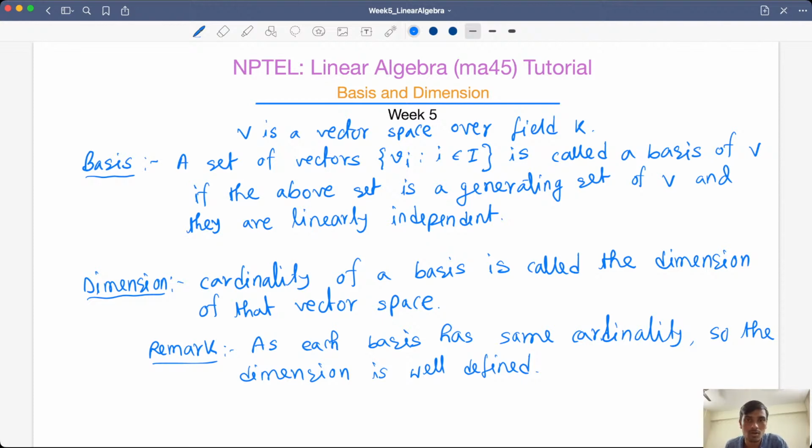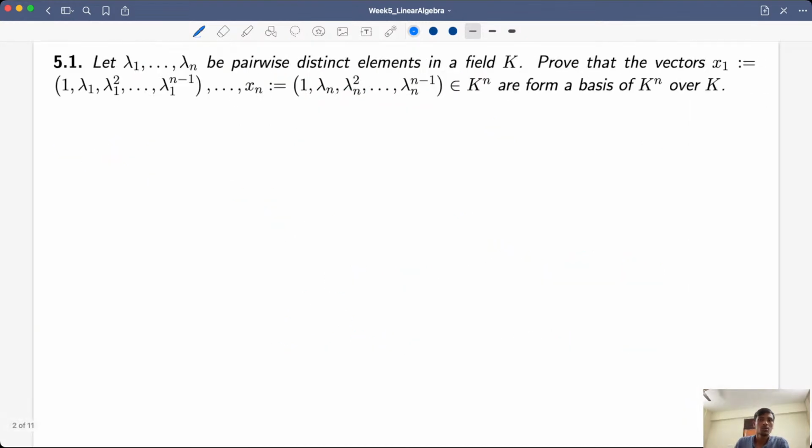So let's go to one problem first. This is basically to show that this forms a basis of K^n. Suppose lambda 1, lambda 2, ..., lambda n are pairwise distinct elements in a field K, and you define vectors x1 to xn like this. We know the dimension of K^n over K is n, right? Because the delta i j vectors, i equal to 1 to n, form a basis.